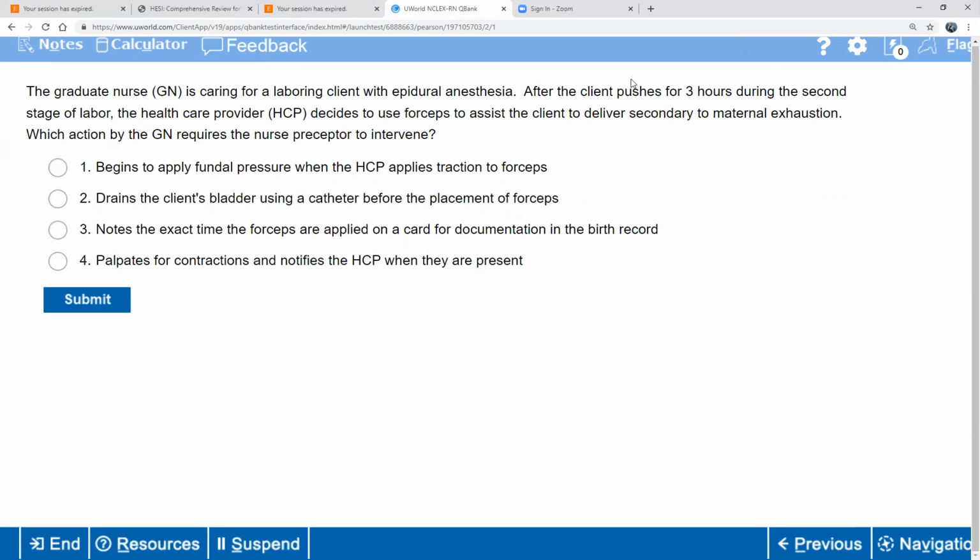Okay, so mom's super tired now. So now the doc's going to help, and he's getting these forceps out. Which action by the graduate nurse would require you to intervene? So what are you not going to do here? Or what are you going to do? Let's talk about that. What's one thing that you're going to do for sure?